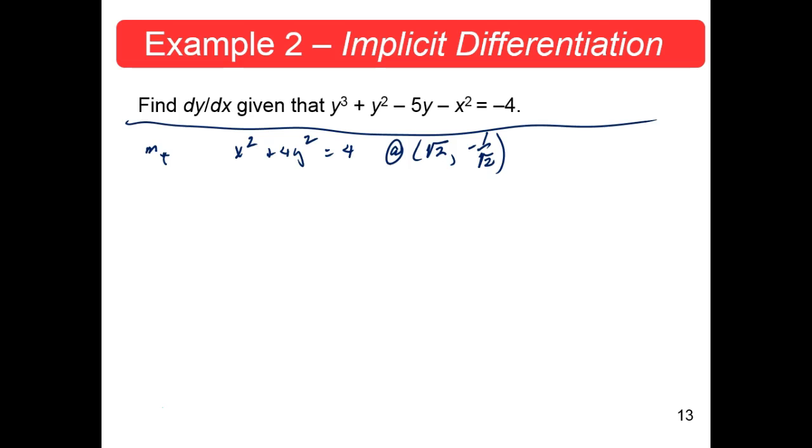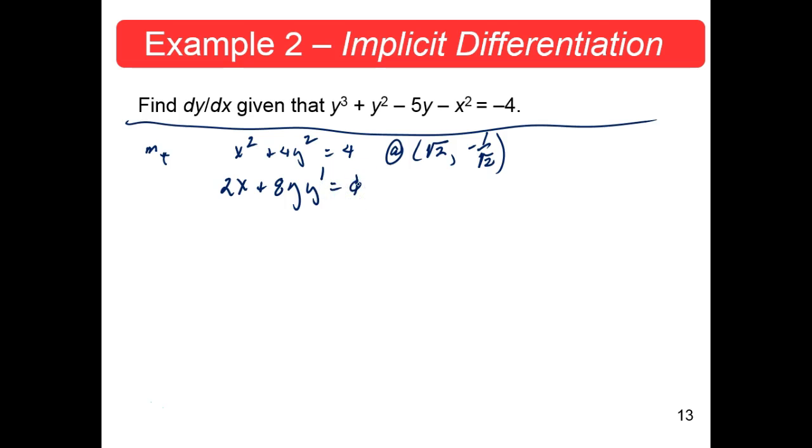I can proceed. Now is your chance to answer the question, what's our next step? Take a derivative. How do you take a derivative in one like this? Same way we did it last time. And how was that? Implicitly. 2x plus 8y, y prime equals 0.